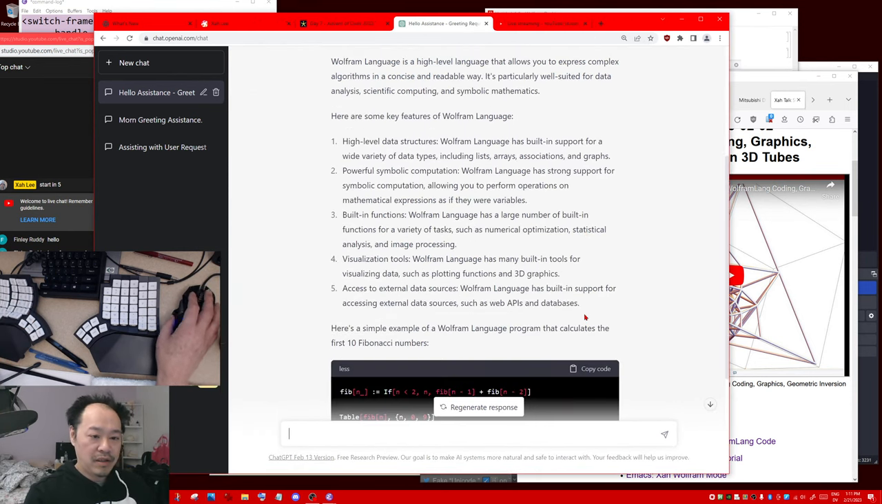Okay, so here are some key features of WolframLang language. 1, high-level data structures. WolframLang language has built-in support for a wide variety of data types, including lists, arrays, associations, and graphs. Exactly. You see, it mentions graphs. The vast majority of programming languages, in fact none of the common general purpose programming languages, C, C++, Java, C Sharp, JavaScript, Python, Perl, Ruby, have a data structure for graphs, okay? Including Haskell, OCaml, F Sharp, Lisp, none of those languages has a data structure for graphs. Now here, graph means network, okay?